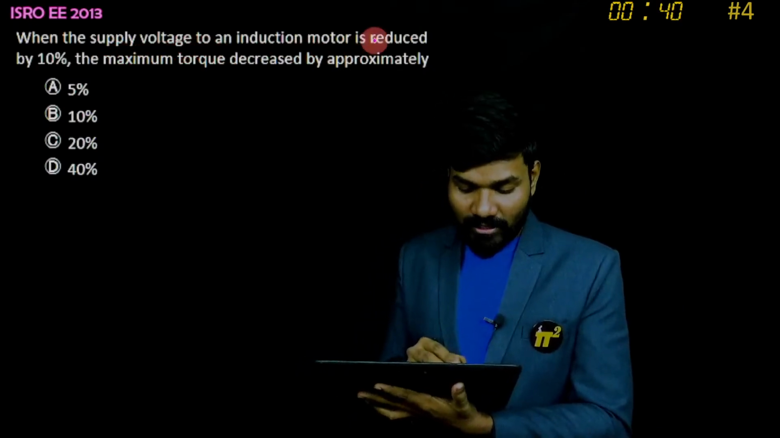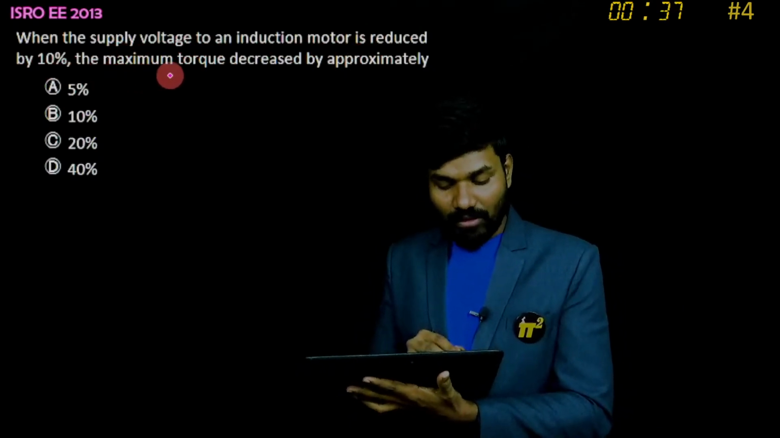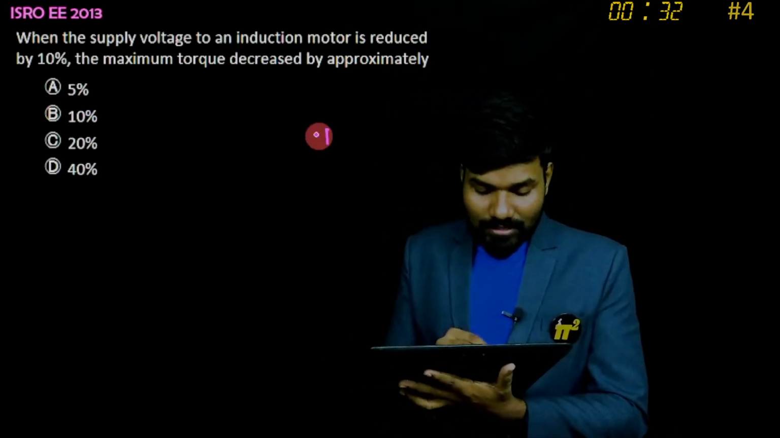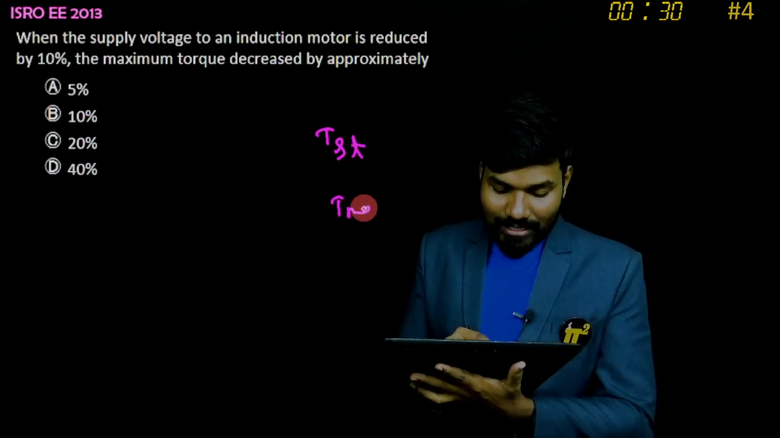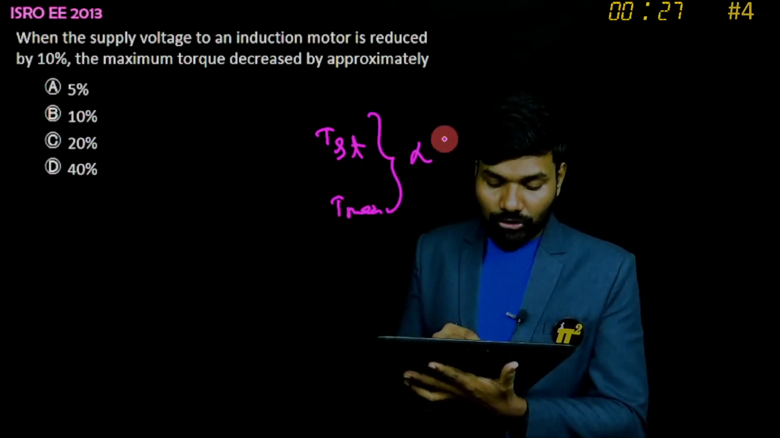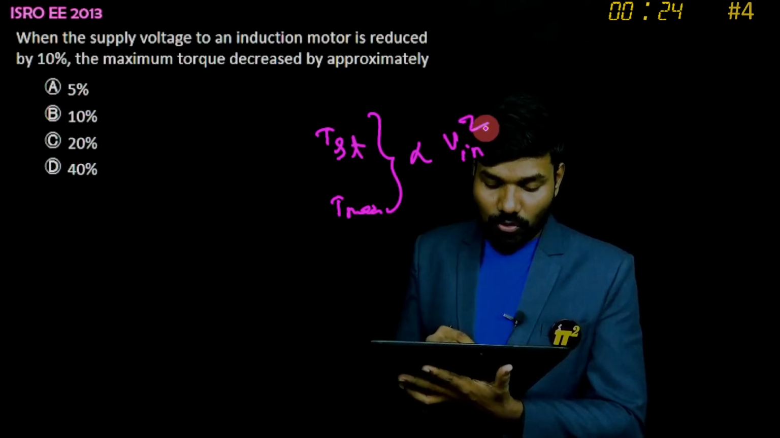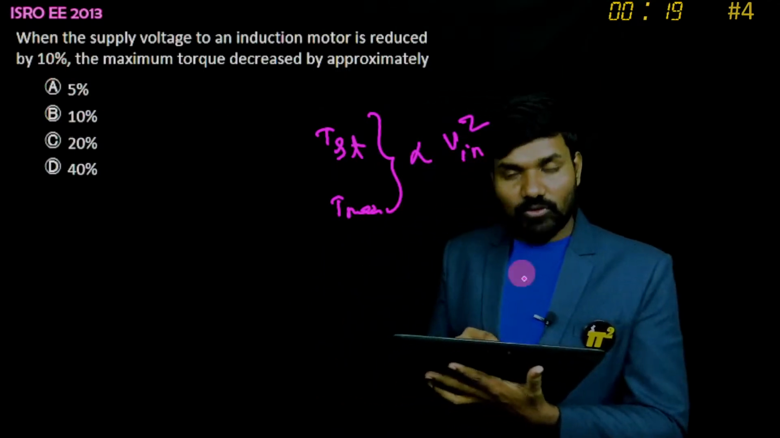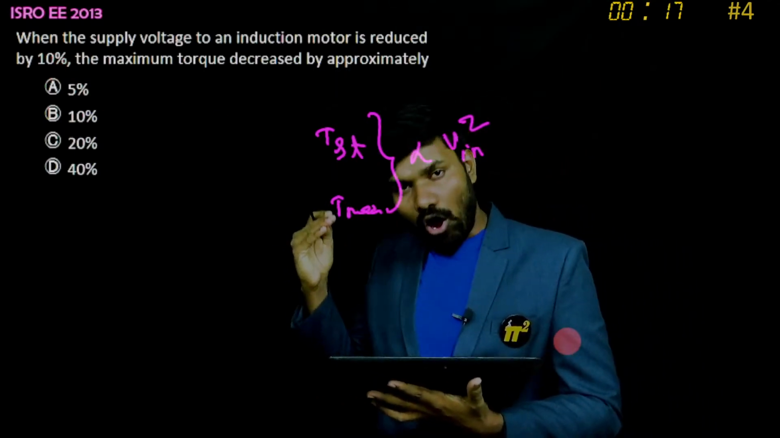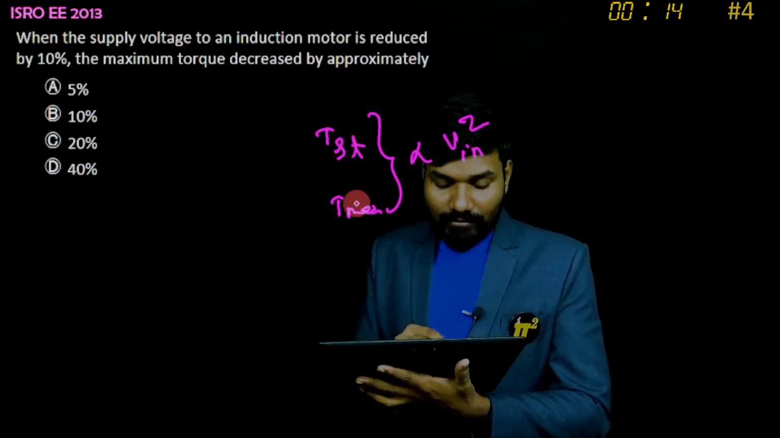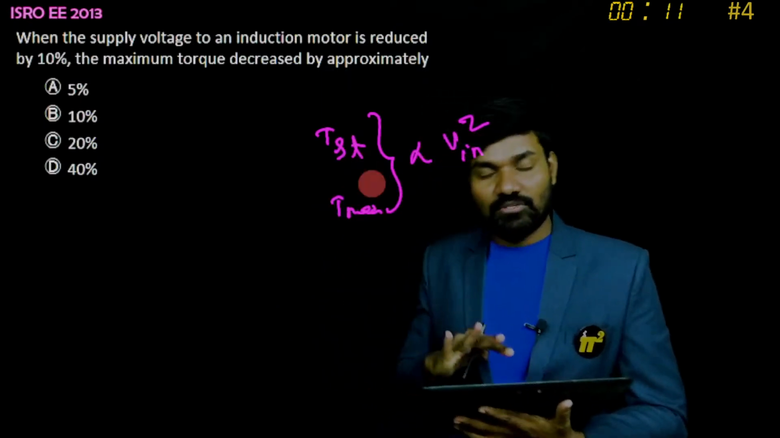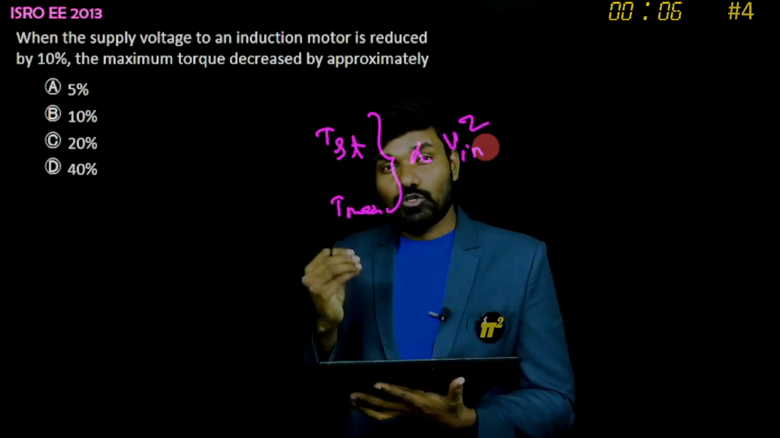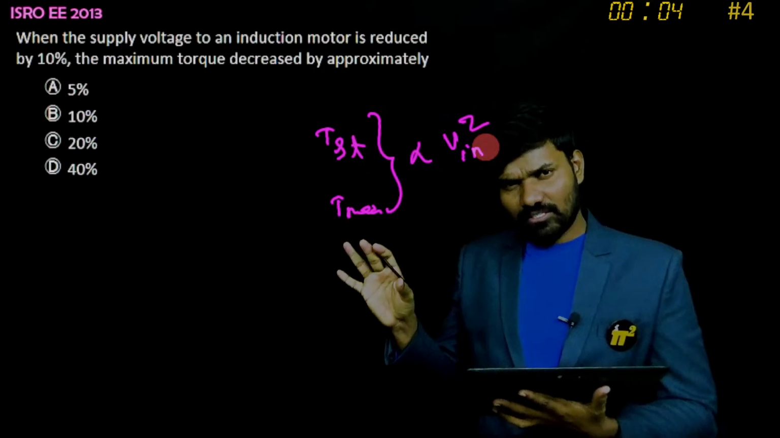When the supply voltage to an induction motor is reduced by 10%, maximum torque is decreased by approximately how many percent? Both starting torque and maximum torque are proportional to input voltage square. Suppose input voltage has become half, then these two torques will become 4 times less, because they are proportional to input voltage square, with everything else remaining constant.